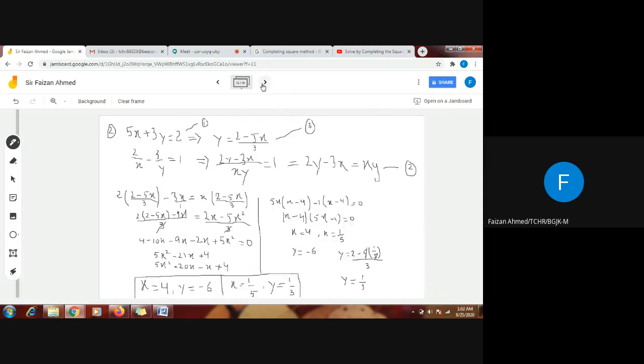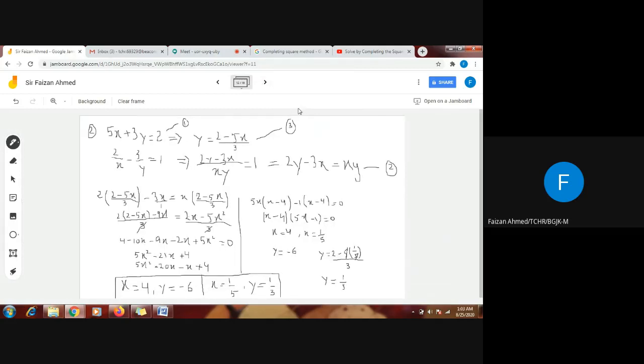We have another question, question number 2. In question number 2, we have two equations. 5x plus 3y equals to 2, and the other one was 2 upon x minus 3 upon y equals to 1. So we know that in this type of question we have to simplify the second equation. So we will be going for LCM.